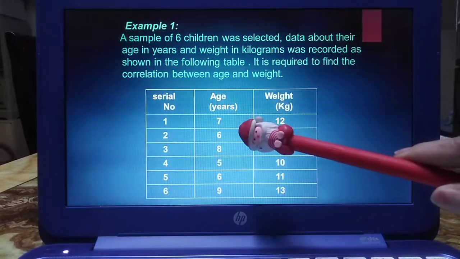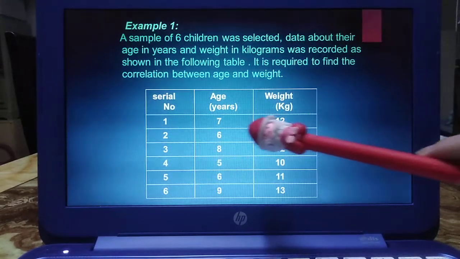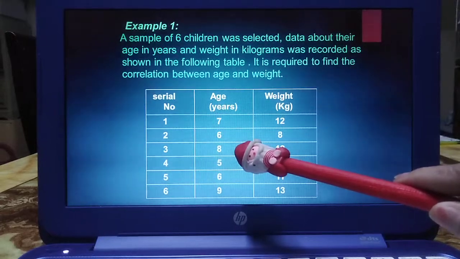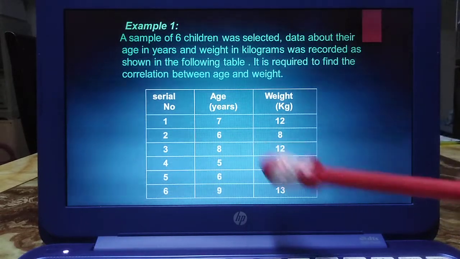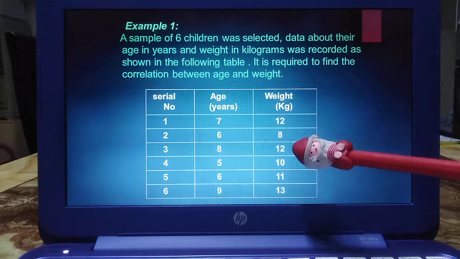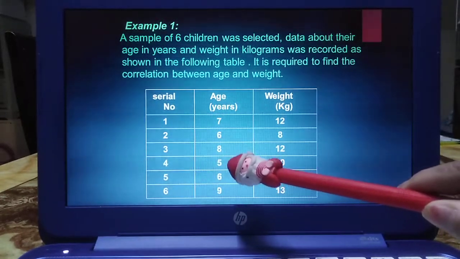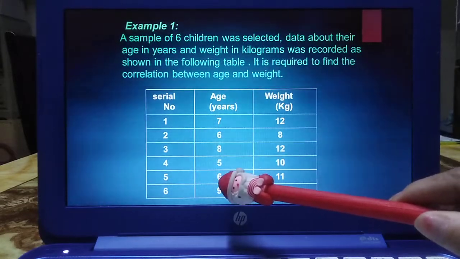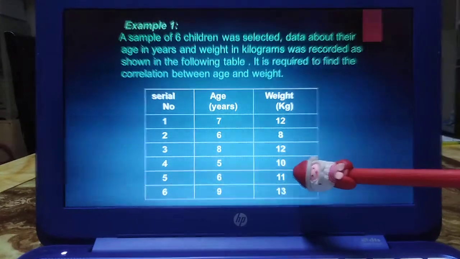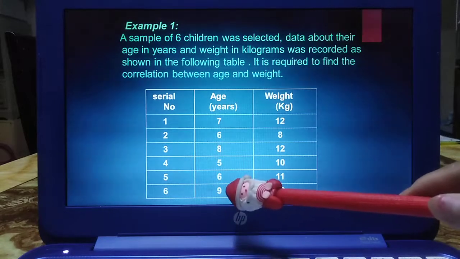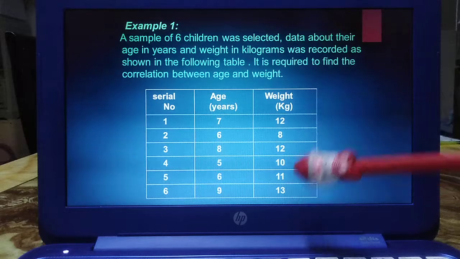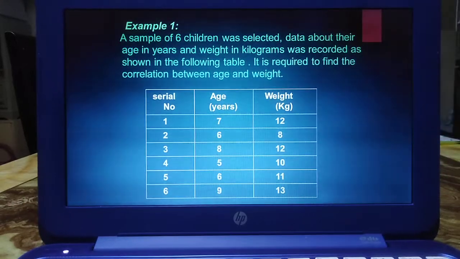Okay, we have 6 data. The age of the first child is 7, the weight is 12. The age of the second is 6, the weight is 8. The age of the third is 8, and the weight is 12. The age of the fourth child is 5, and the weight is 10. The age of the fifth child is 6, and the weight is 11. The age of the sixth child is 9, and the weight is 13. So the weight is in kilograms.